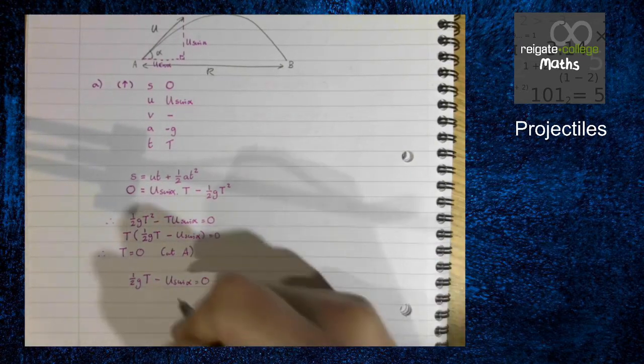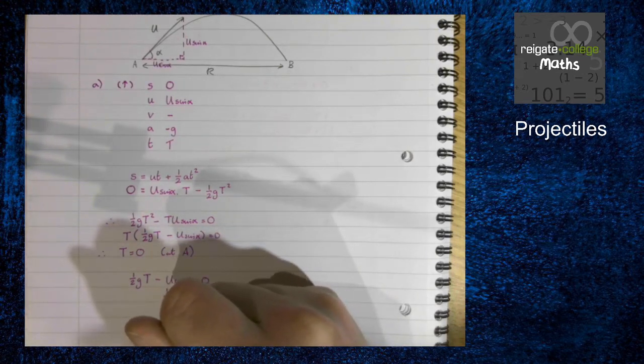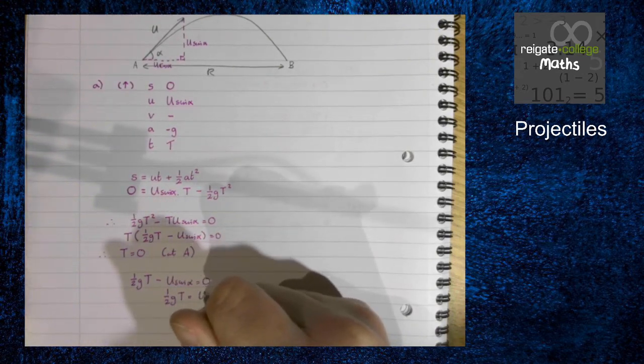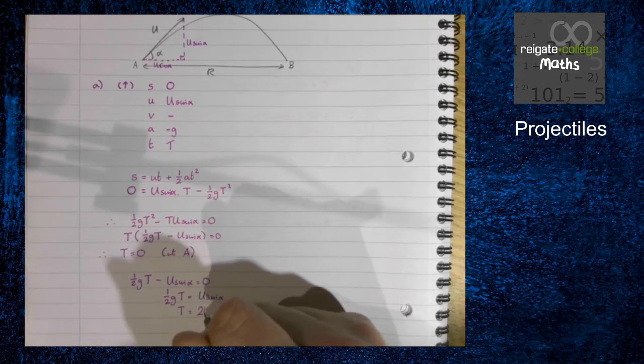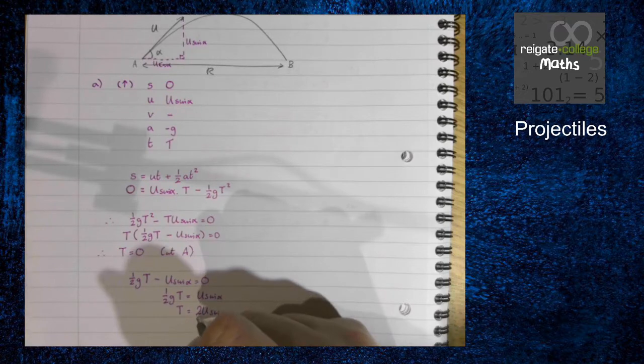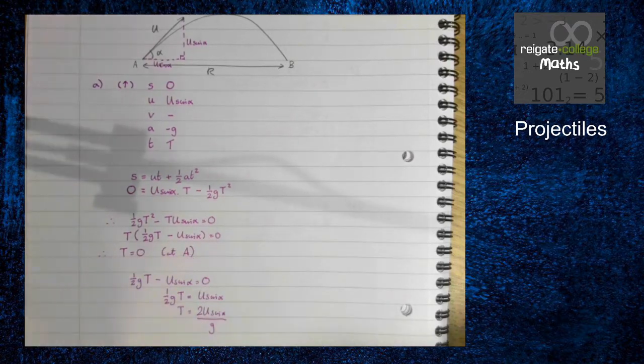Now it's just a case of rearranging. So we get a half g times T equals u sine alpha. So T is 2u sine alpha over g. And we're done. This is not a particularly nice thing to write down, but we're done. And that's the thing with these formulae, is they're not nice. They're going to have u's and alphas, trigonometry, g's still in there, and it's a bit of a pain.